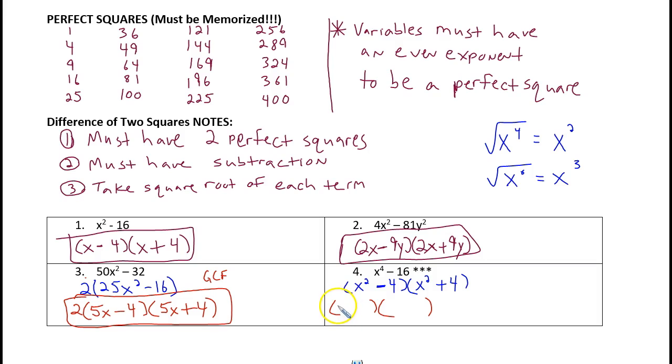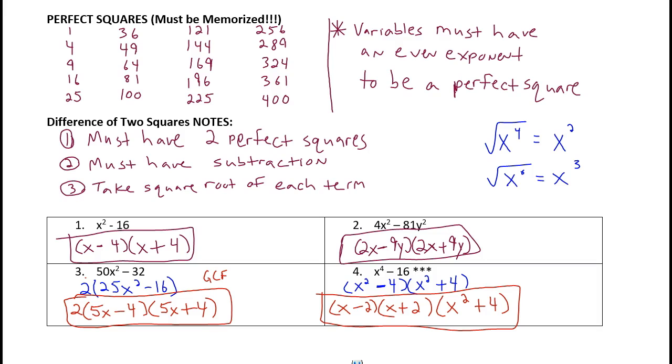So the square root of x squared is x times x. The square root of 4 is 2 times 2. And then we have a minus and a plus. Now this pattern does not work with the sum of two perfect squares. In fact, we'll talk about that in another video. X squared plus 4 does not break apart, so it is going to stay as x squared plus 4. Remember, for this pattern, you must have subtraction. Well, addition is not subtraction. So this has three factors: x minus 2, x plus 2, and x squared plus 4.